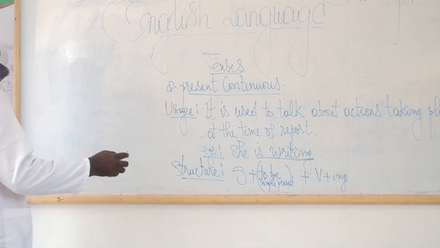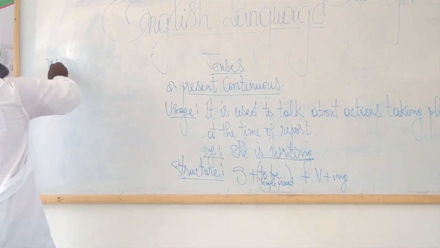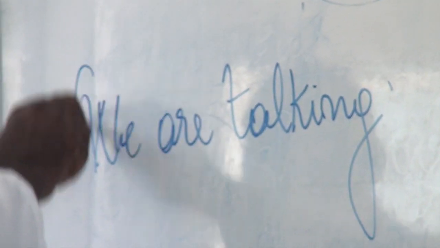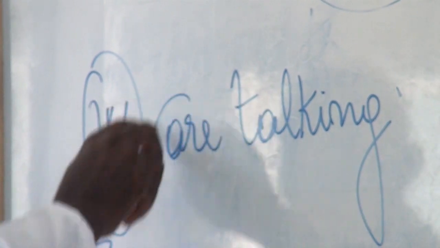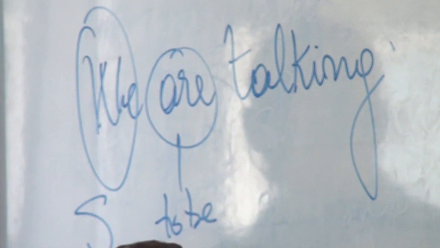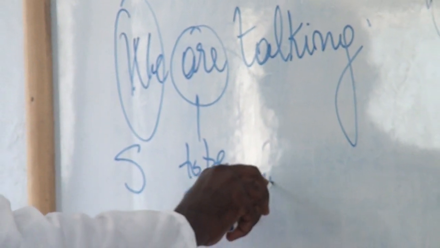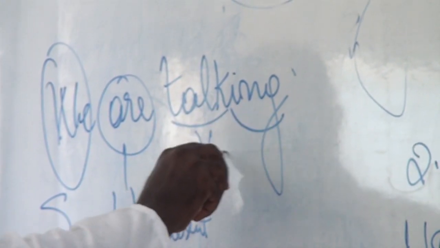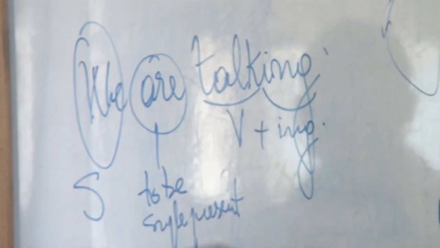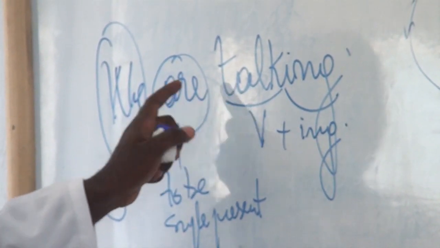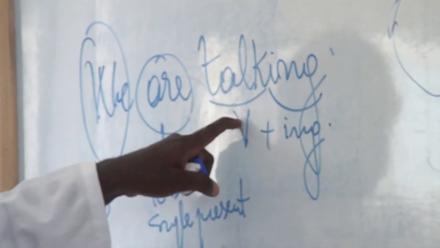Now, let's take an example. We are talking. You see, here we refer to the subject. Are refers to the auxiliary to be, conjugated into the simple present. And here we have the verb to talk. This is the verb, and here we have the ing form. So we are talking. This is present continuous.